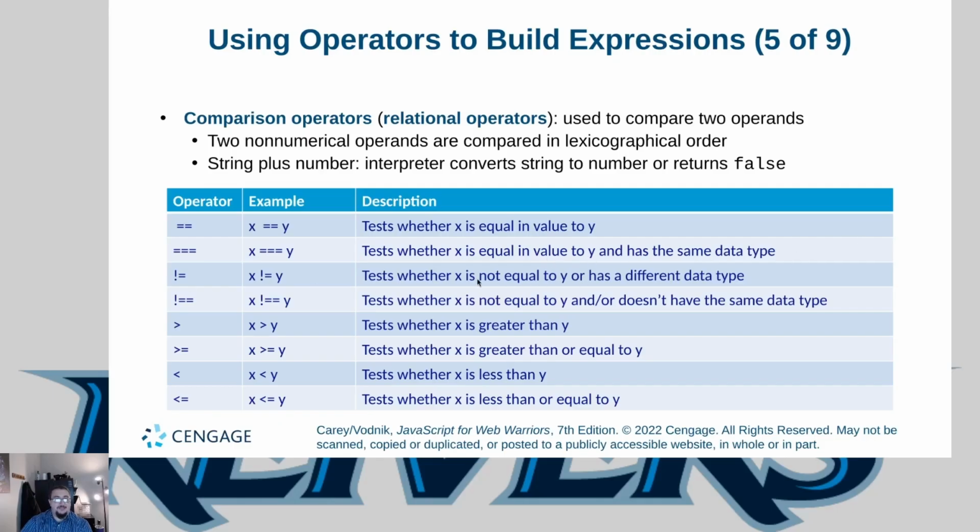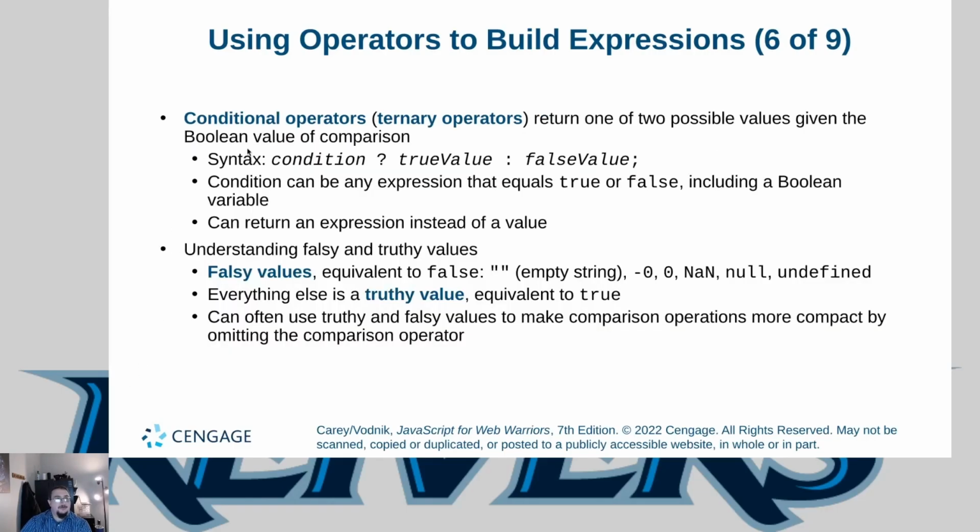Not equal is either not the same or different data type. Double not equal, not the same and or not the same data type. Greater than or equal, less than and less than or equal. Conditional, you can either say if this, do this, or else do this. Falsy is an empty string, non, null, anything like that. Truthies and falsies can make comparisons more compact by omitting the comparison operator.